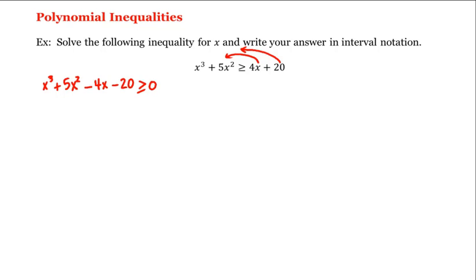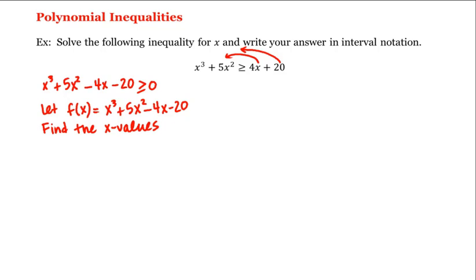Now let's let f of x equal this left-hand side. That is, we're going to let f of x equal x cubed plus 5x squared minus 4x minus 20. Now, in order to solve this inequality, we need to find the x values for which f of x is greater than or equal to 0.